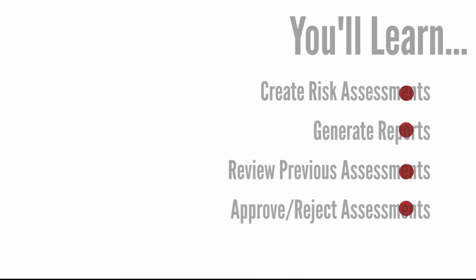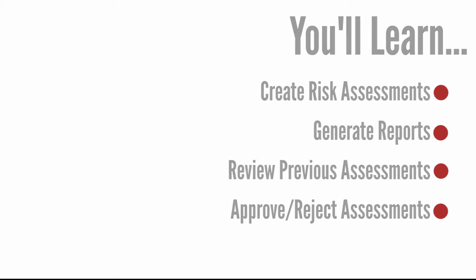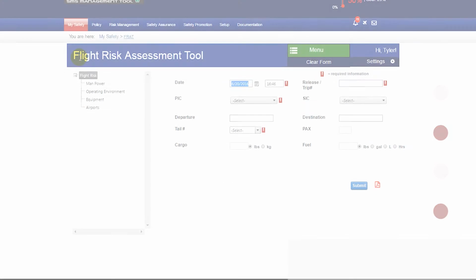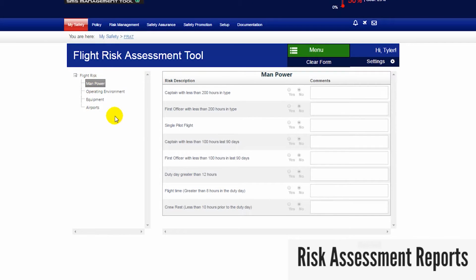This video will teach you how to create risk assessments, approve, reject, and generate reports, and review previous assessments. To get to this module, navigate to the My Safety tab and click on FRAT. There are various ways that you can use this module. For example, you can review the different risk assessment categories by clicking on the tree, and as you can see, the questions will pop up for each category.